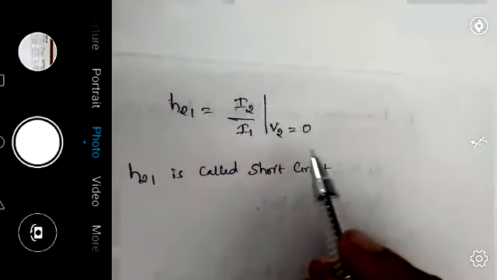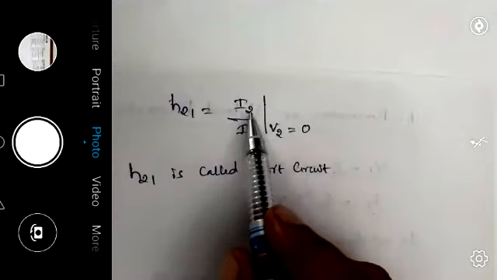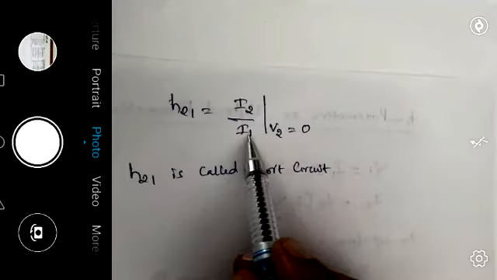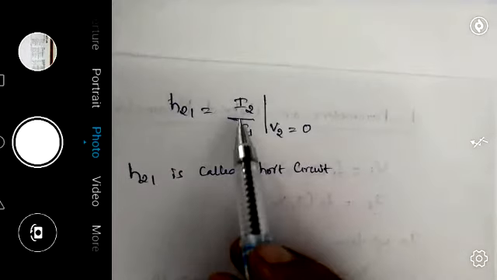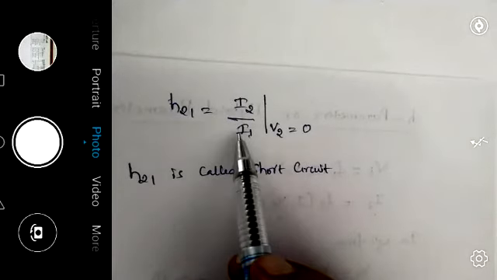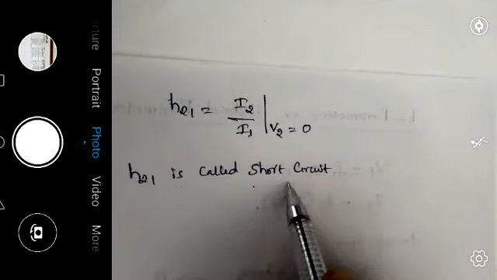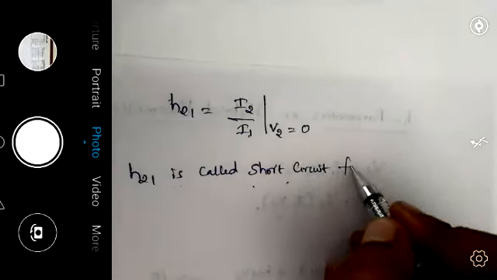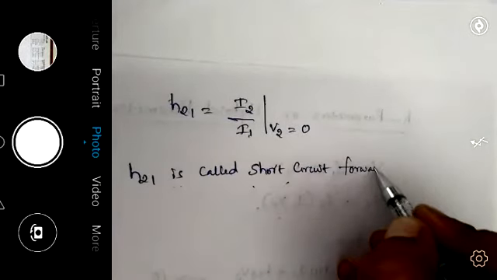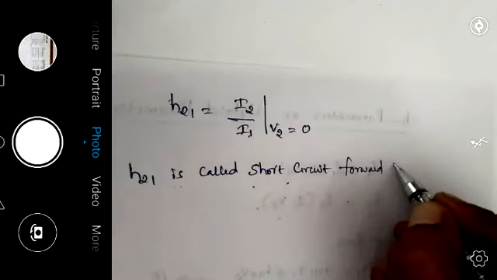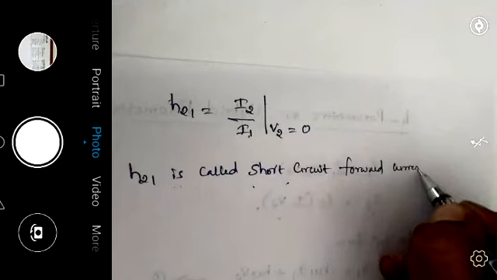See, observe here. 2 indicates the port 2 side and 1 indicates the input side. Output by input is there. But what about the numerator and denominator? Both are currents. Hence, the parameter H21 is called the short circuit forward current gain.